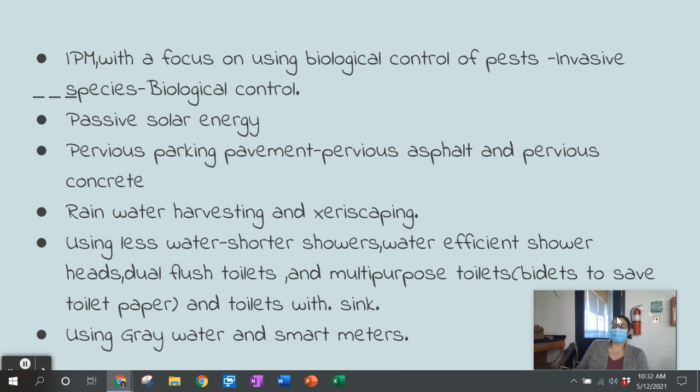Using gray water and smart meters, explain out gray water. If you have a gray water tank in your house, what happens is your water from your showers, I think it's mostly showers, goes into a tank. It goes through a small filter, gets pumped up into your toilets. When you flush, okay, when you're going to the bathroom, you're not going to the bathroom into clean, potable water like we all do right now. You're going to the bathroom in already used water.